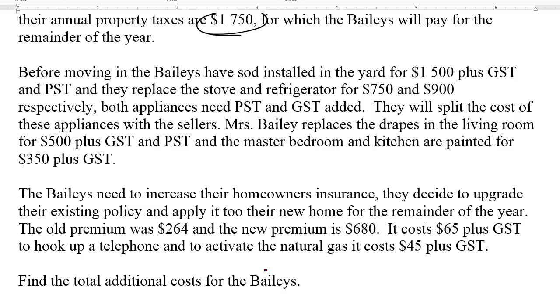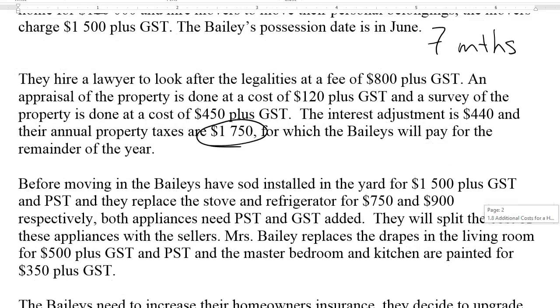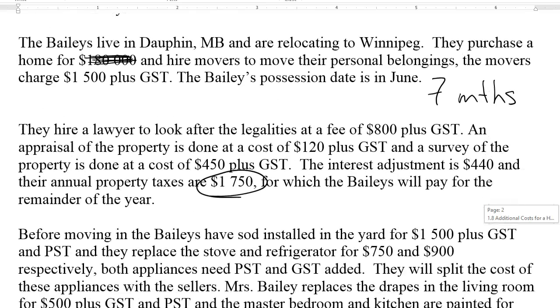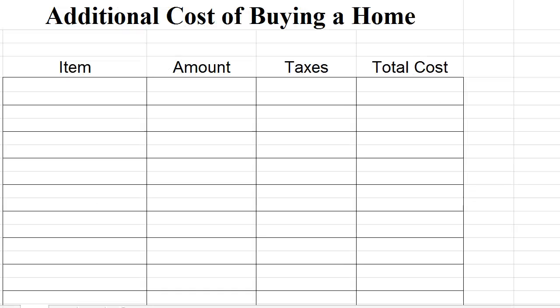Well, now we're going to go to that form. Now, unfortunately, my form's a little big, so we won't be able to look at the actual question as we do, but we'll try to do it as best we can. So, pull out the form. So we have the additional costs, we've got the item, the amount, and the taxes.